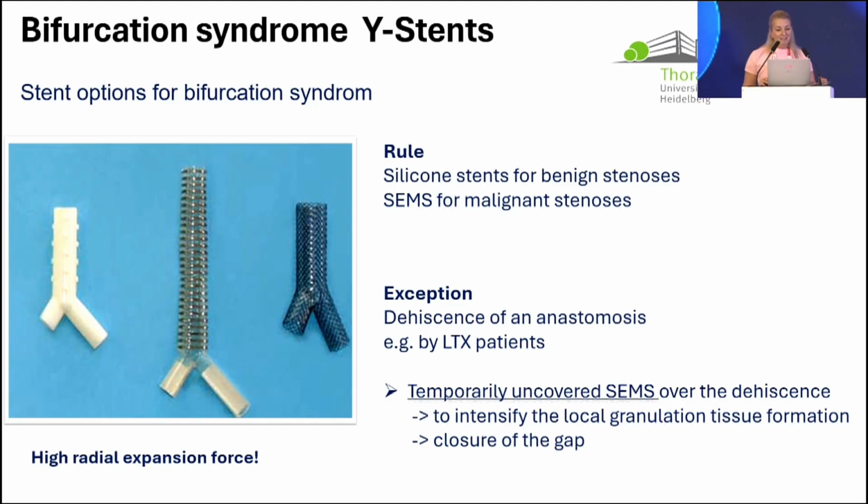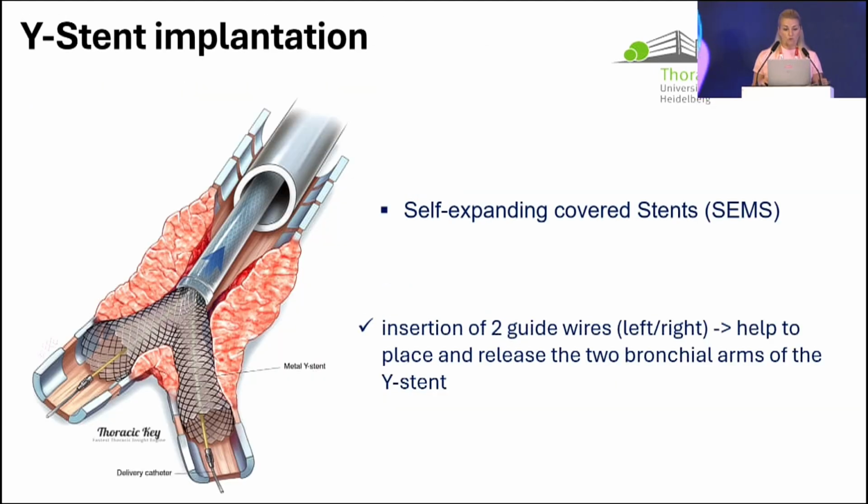Yeah. Dehiscence of anastomosis, for example, when we have transplant patients and we have a dehiscence, then we might need temporarily uncovered stents, because uncovered stents cause granulation tissue, and in this case we can succeed in granulation formation and closing up the gap of the dehiscence. This is the only exception to this rule. What we need is high radial expansion force.